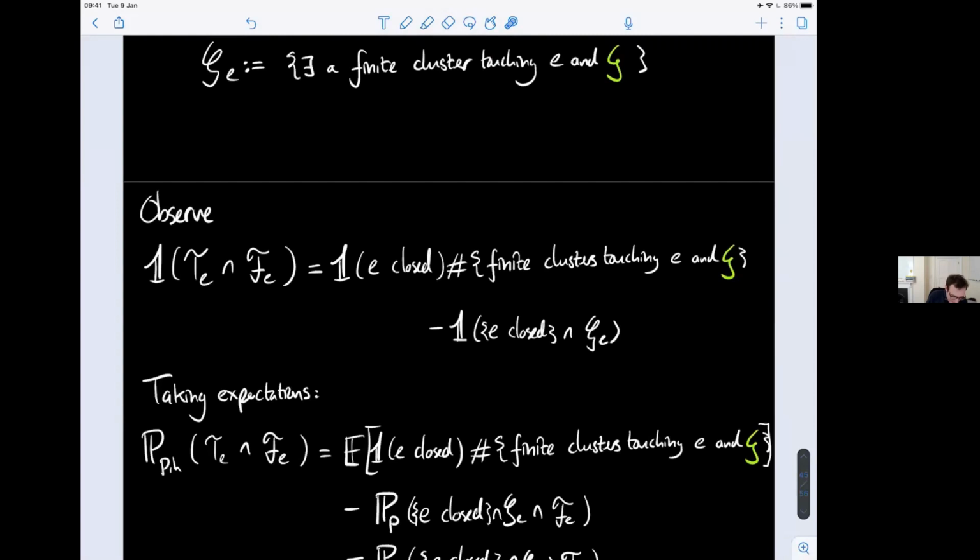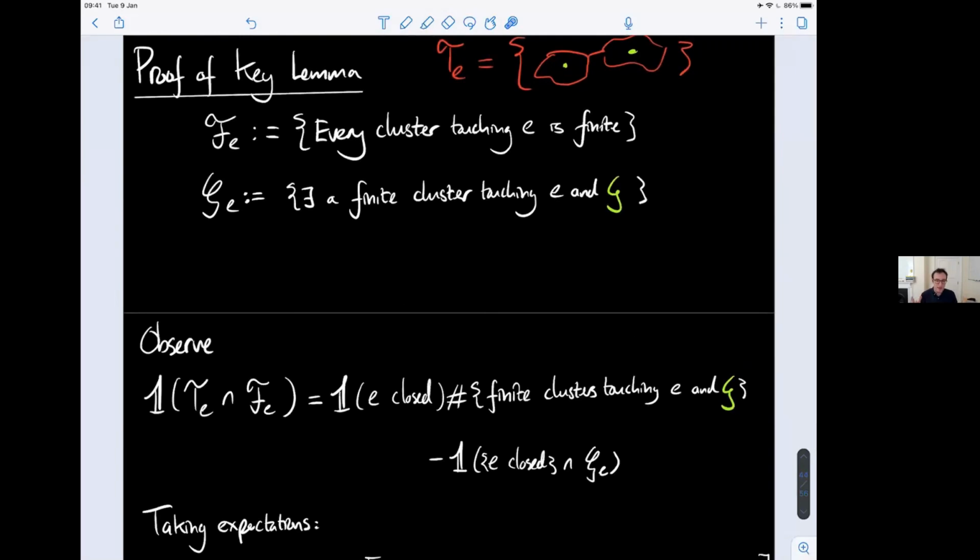So the starting point of this trick is to do this kind of inclusion-exclusion type thing, where we look at this event, the intersection of TE and FE. So this is the event that these two clusters are distinct, they're both finite, and they both touch the ghost. What we claim is that we can write the indicator function of this as the indicator function that E is closed times the number of finite clusters touching both E and the ghost, minus the indicator function that E is closed and there exists a finite cluster touching both E and the ghost. Why is this true? Well, you just check it by case analysis.